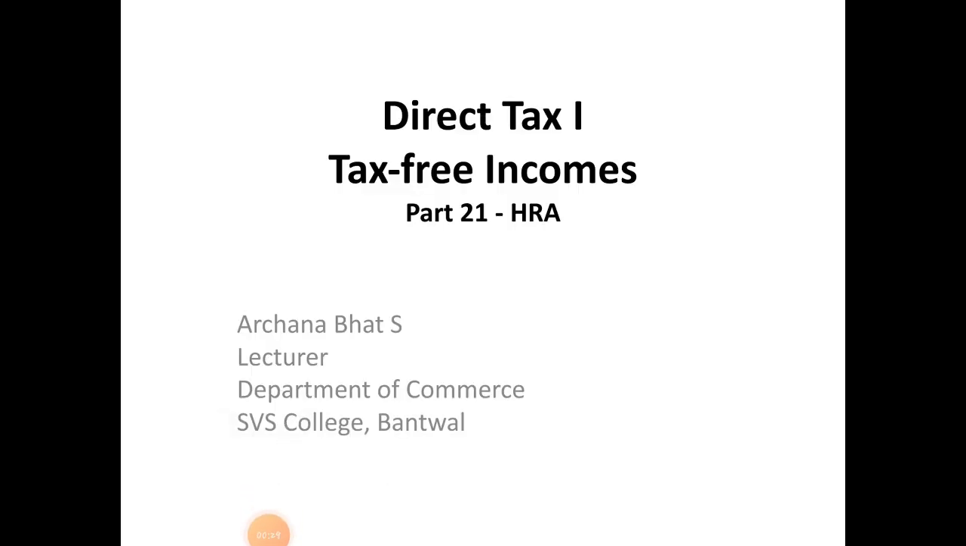Exempted amount of house rent allowance under section 10 subsection 13A is least of four things, that is actual HRA received, or rent paid over 10% of salary, or 40% of salary or 50% of salary in case of metropolitan cities, 40% in non-metropolitan cities and 50% in metropolitan cities. In this way we are calculating.